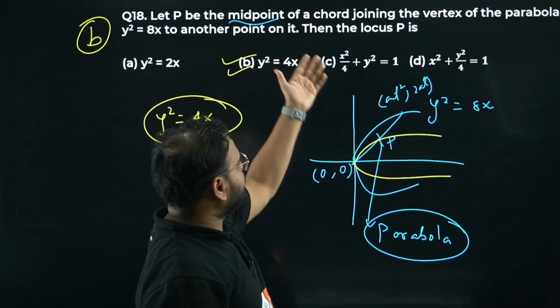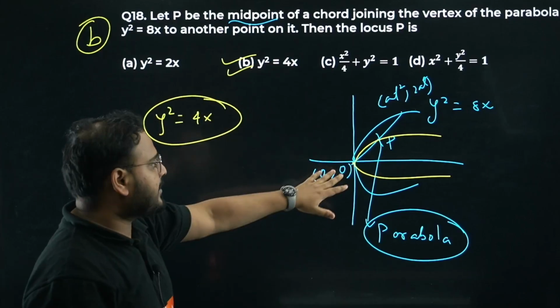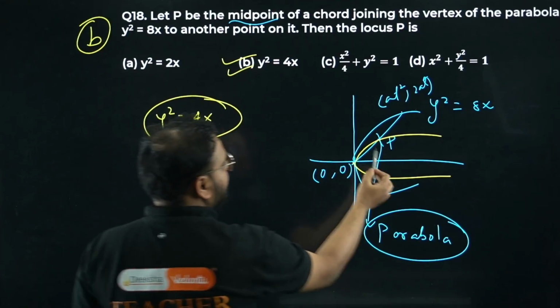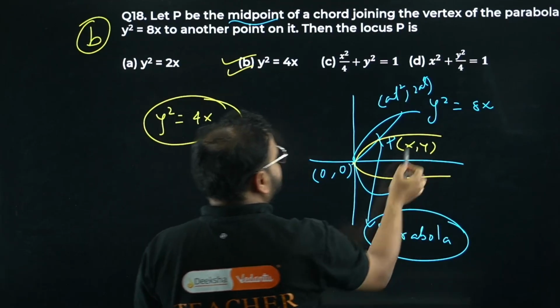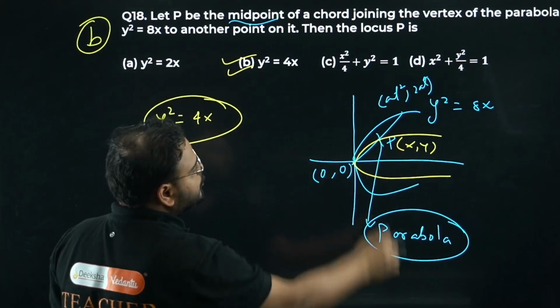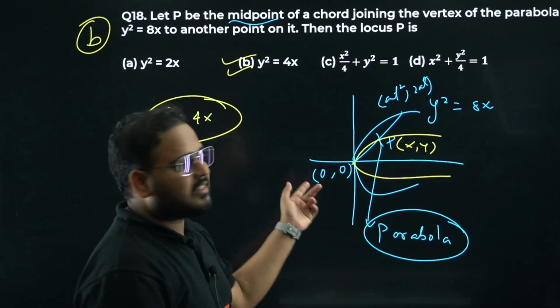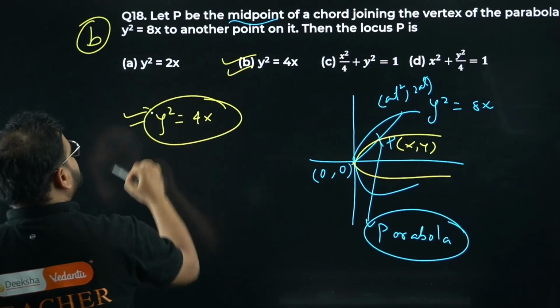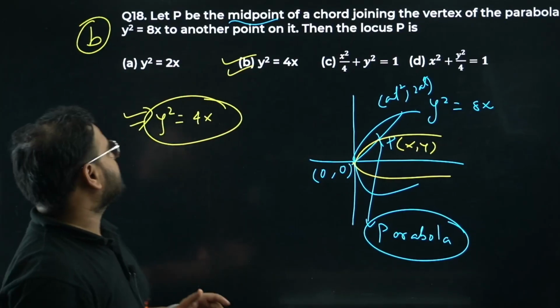Question 16 is the same, but the approach remains the same. You have to find this point and check the locus. Remember, find the midpoint. Take P as (x, y), taking x as at square by 2 and y as 2at by 2, comparing the t square coefficients to get the relation as y square equals 4x. Done.